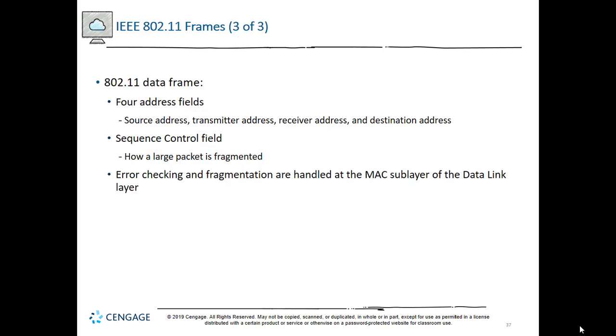Now, as you can see here, we have 4 address fields. We have a source address, a transmitter address, receiver address, and a destination address. It's important because we have to know which device we're communicating with when we're talking about the APs and the cards.